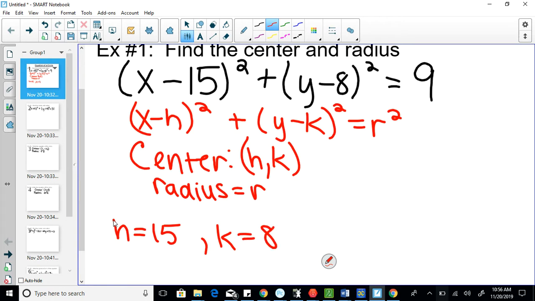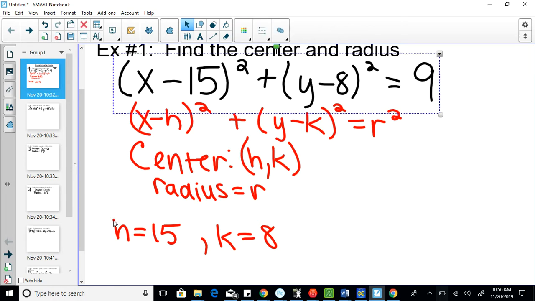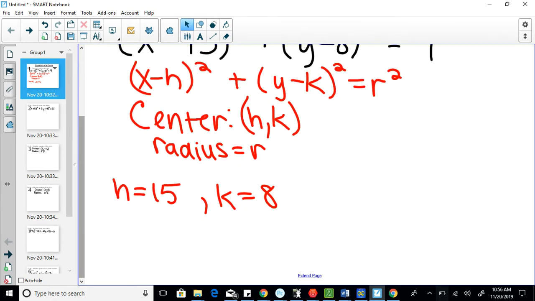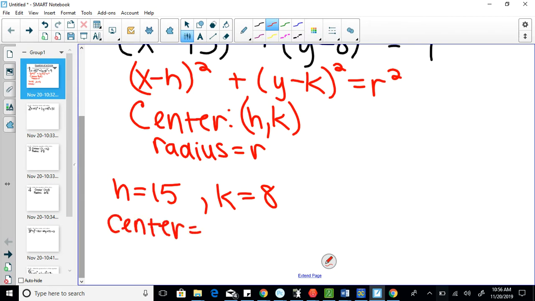So always remember, whatever you see here, you have x minus 15, so you do the opposite sign. Negative 15 is what you see, but I actually use positive 15. I see y minus 8, so I see a negative 8, but I actually use a positive 8 for my k. So my center is equal to (15, 8).